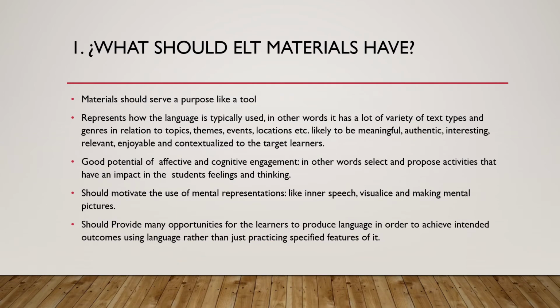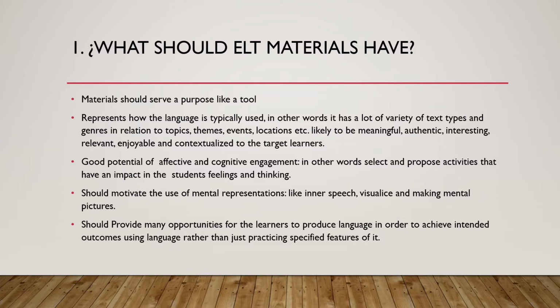Talking about what ELT materials should have. They should have a purpose, variety, potential of affective and cognitive engagement, inner fact of motivation, and provide opportunities. First of all, materials should serve a purpose, like a tool. Then they should represent how the language is typically used. In other words, it has a lot of variety of text types and genres in relation to topics, themes, events, locations, etc. Likely to be meaningful, authentic, interesting, relevant, enjoyable, and contextualized to the target learners.